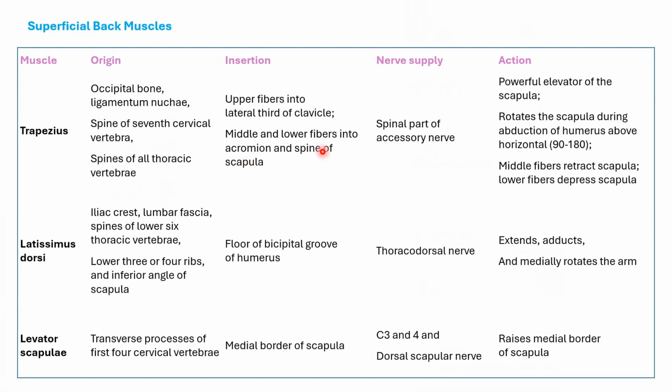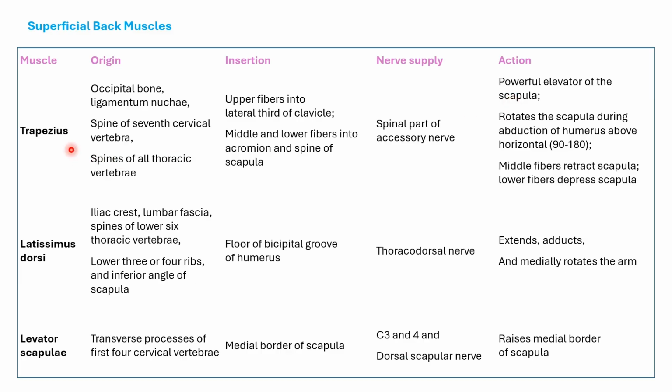And the nerve supply. Trapezius is innervated by the spinal part of the accessory nerve, and latissimus dorsi is innervated by the thoracodorsal nerve. You can remember: latissimus dorsi, thoracodorsal. And levator scapulae is innervated by C3 and C4 spinal nerves and the dorsal scapular nerve.